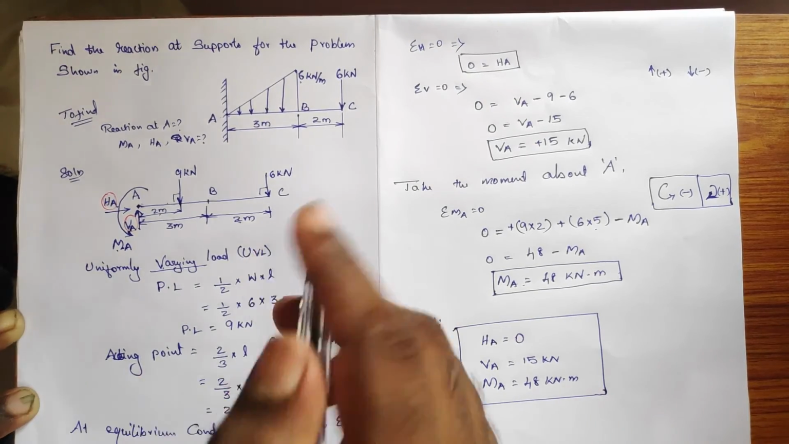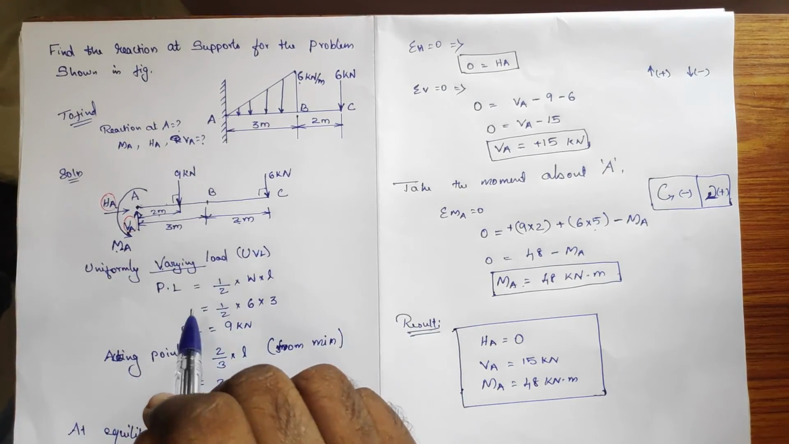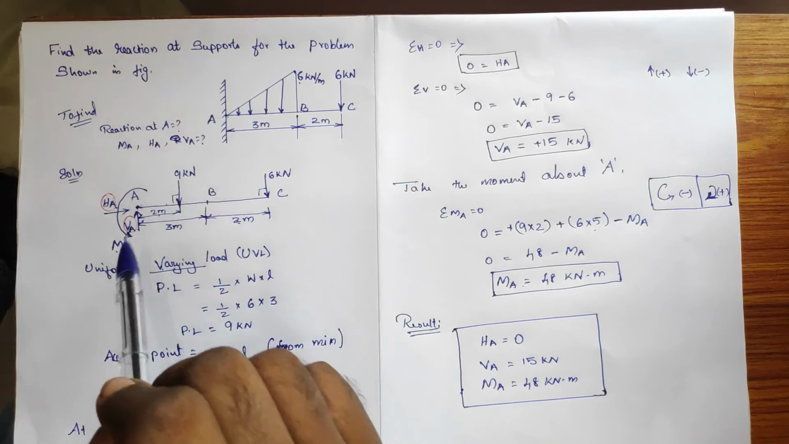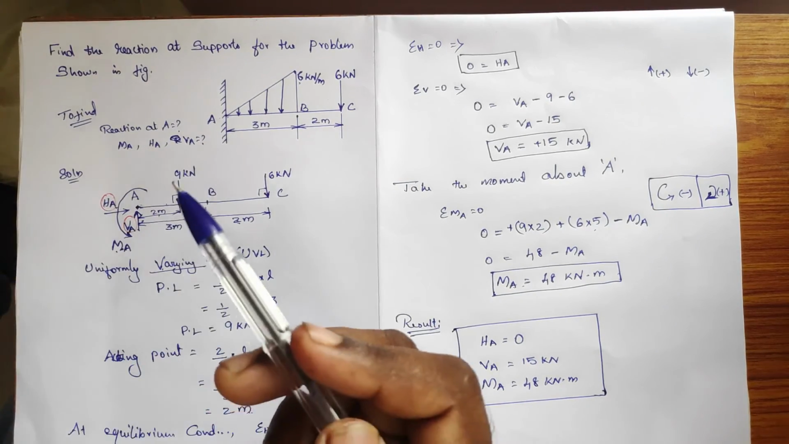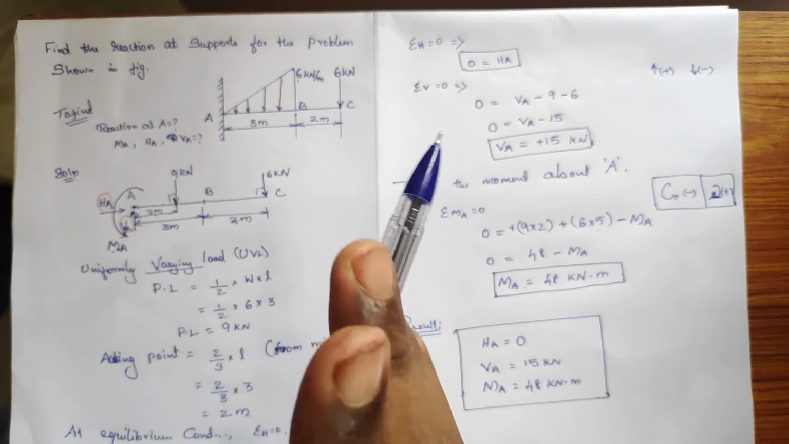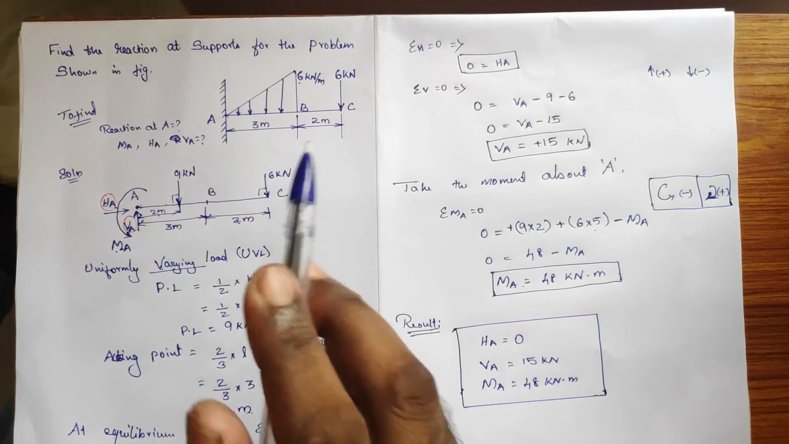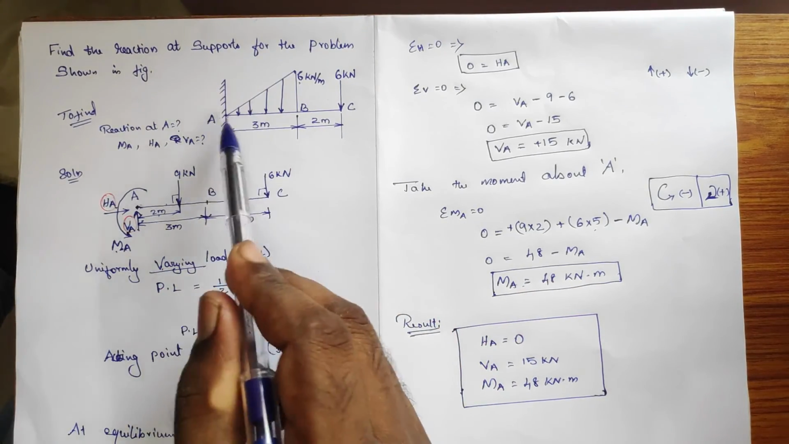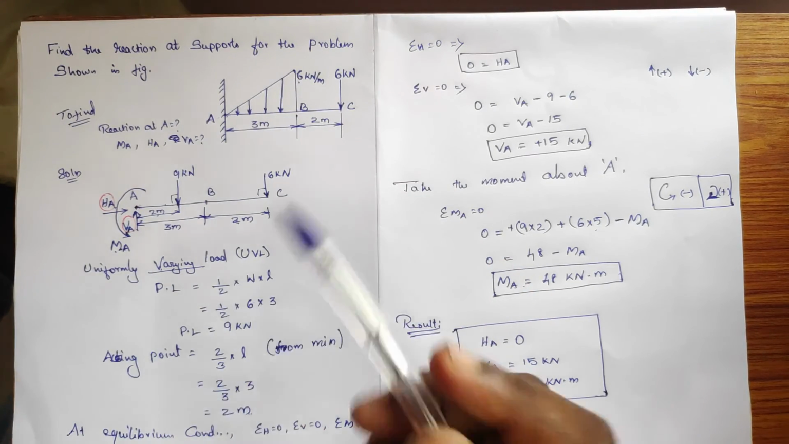When you have these kinds of problems, just keep this in mind. First, you must predict all the supports and identify what forces are acting. If it is a hinge support, two forces will be there, horizontal force and vertical force. If it is a roller support, only one reaction will be there. And if it is a fixed support like this, there will be a moment plus horizontal and vertical reactions.